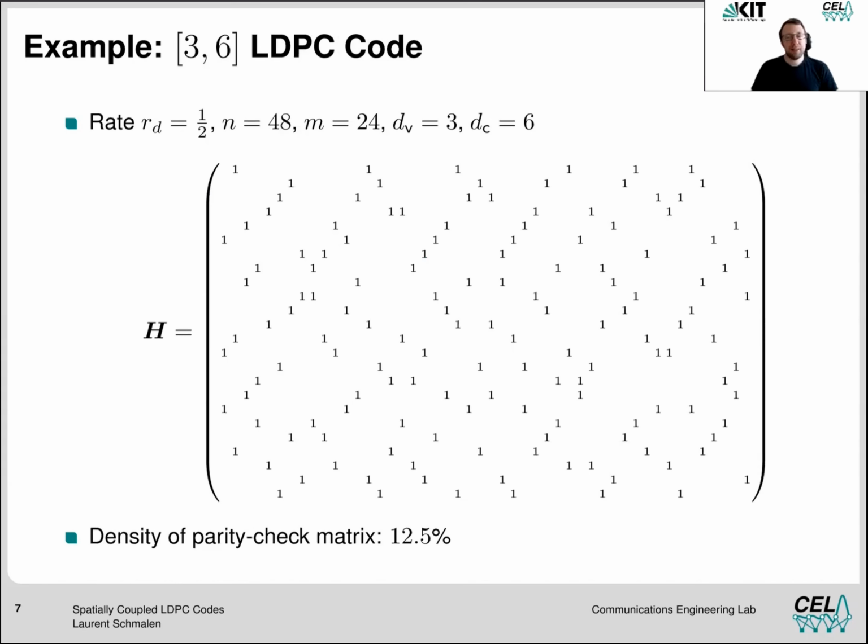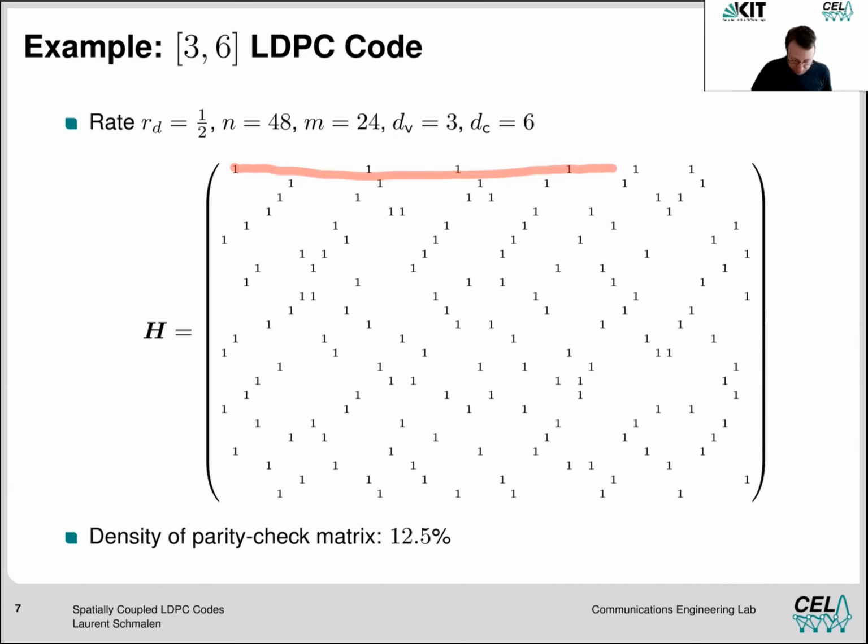So let's take a look at an example. Here's an example of a parity check matrix of a rate 1/2 code with n equals 48, m equals 24, dv equals 3, and dc equals 6. So we can actually verify. We pick a random column, and we see there are exactly 3 ones in this random column. Pick another random column, exactly 3 ones. Exactly 3 ones.